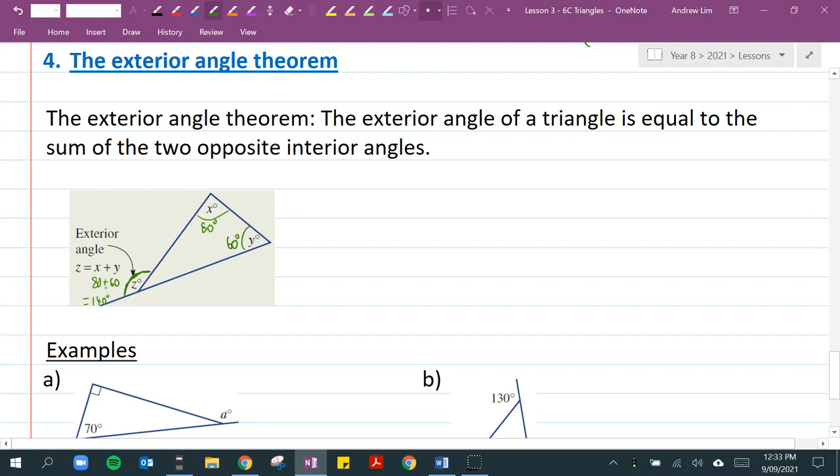Okay, so that's the exterior angle theorem. Why does that work? You might wonder. Well, it's because if that was 80 and this was 60, using the angle sum of the triangle, this one here has to be 180 minus 80 minus 60, which is 40 degrees. And using the angle sum of the straight line, these two angles must also add to 180 degrees. So Z has to be 180 minus this 40, which is technically the sum of those two.